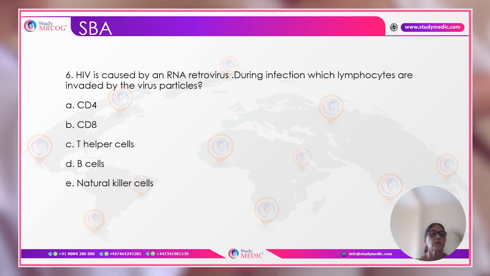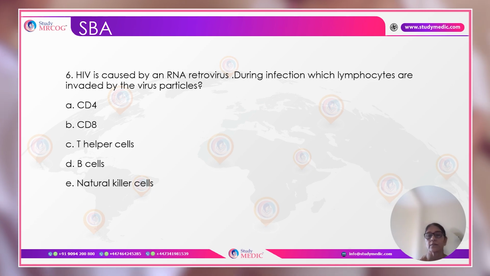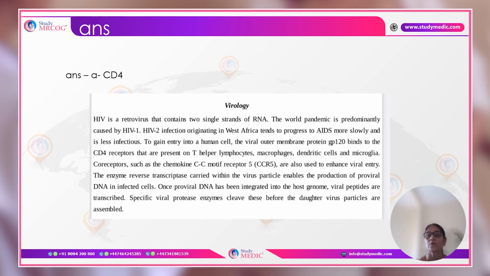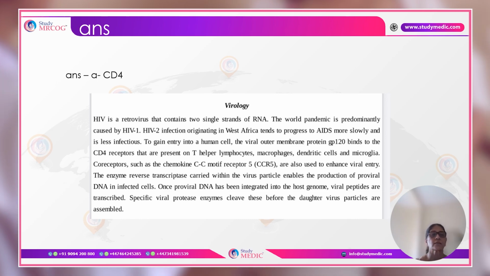So which are the lymphocytes that can be invaded by the HIV virus? CD4, CD8, T helper cells, B cells or natural killer cells. We know that whenever we are following up a patient with HIV, we are always monitoring the CD4 count, because if this virus enters into the CD4 cells, the cells get destroyed. So anyone who has a very low CD4 count, we know that their immunity is very low.